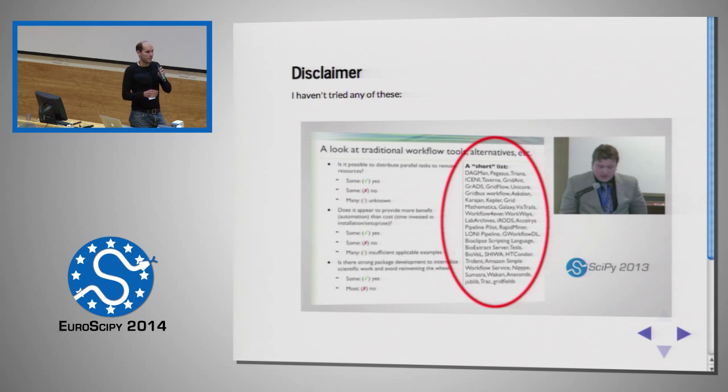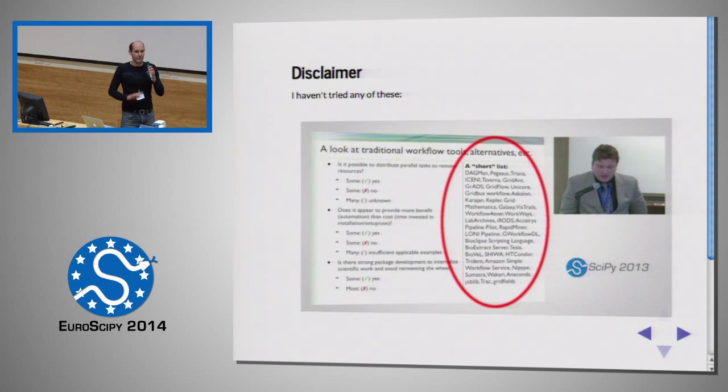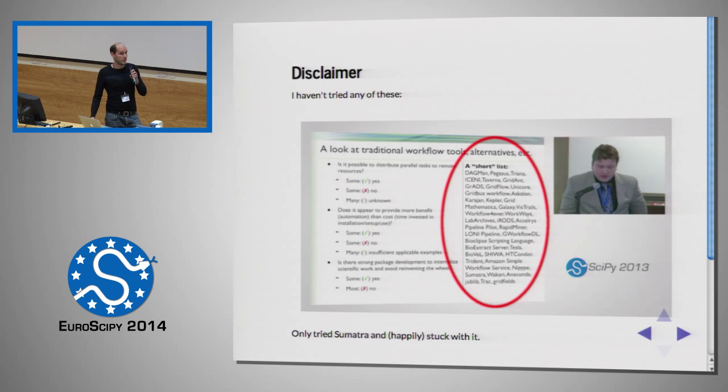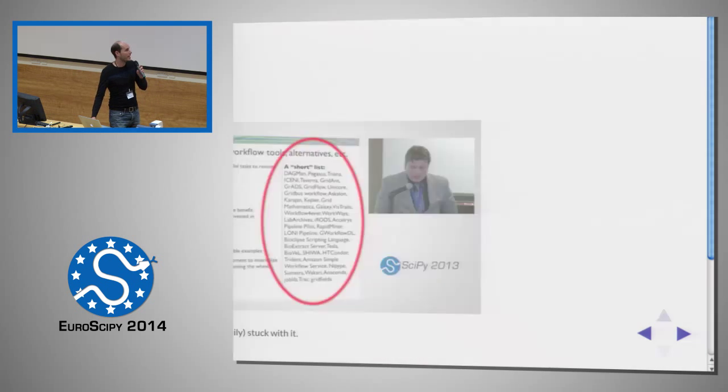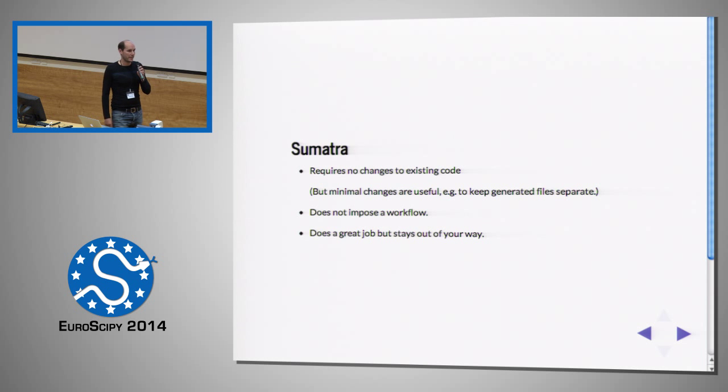Just as a disclaimer, Sumatra is the only tool I've tried so far. For keeping track of simulations, there are apparently a lot of tools. This is from Zachary Trout's talk last year. I haven't tried any of them. Sumatra was the first one I tried, and I happily stuck with it, basically because it's minimally invasive. It requires almost no change to your code, but it helps you keep track of all the simulation runs that you do.